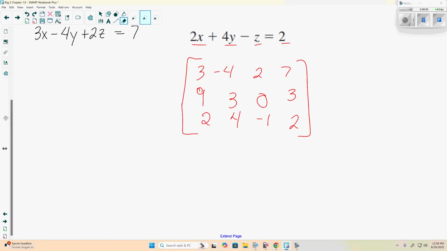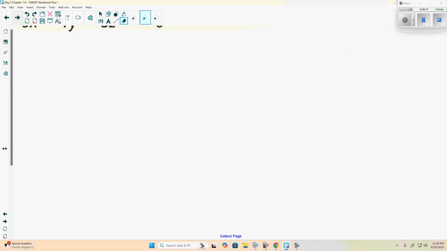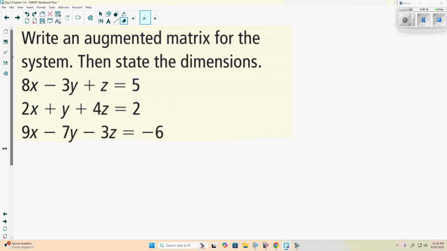Dimensions. So we have 3 by 4. You don't have to write this 3 and 4 here. I'm putting it there so we can visually see the 3 by 4, see the dimensions of it. Questions on augmented matrices? Let's do one last one, then we'll move on.